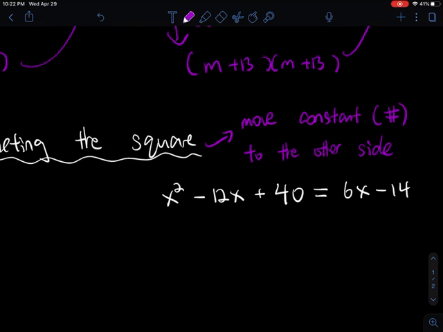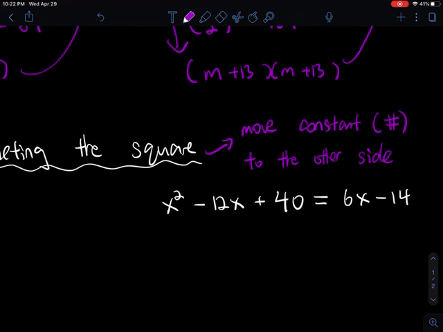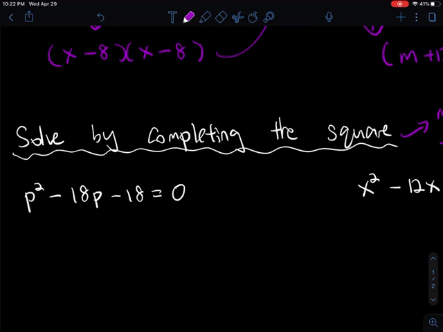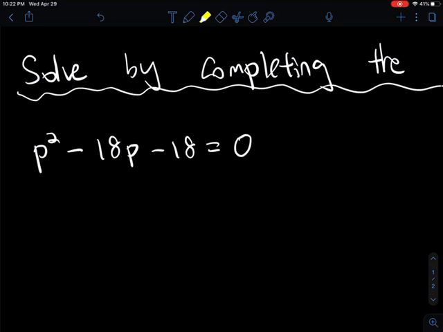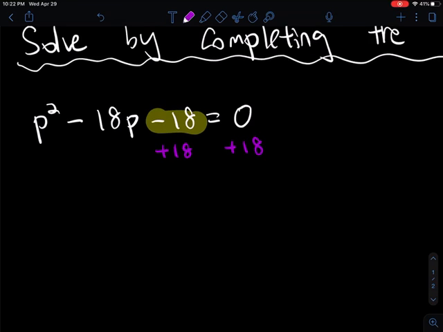So then let's complete the square, and the idea is to move the constant to the other side. Where's my constant? My constant is over here, that's the minus 18. So I'm going to move that to the other side. Then I'm going to have p squared minus 18p is equal to 18.